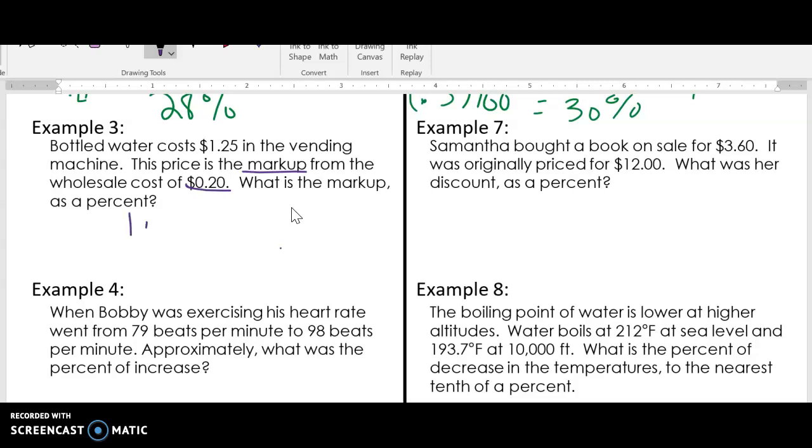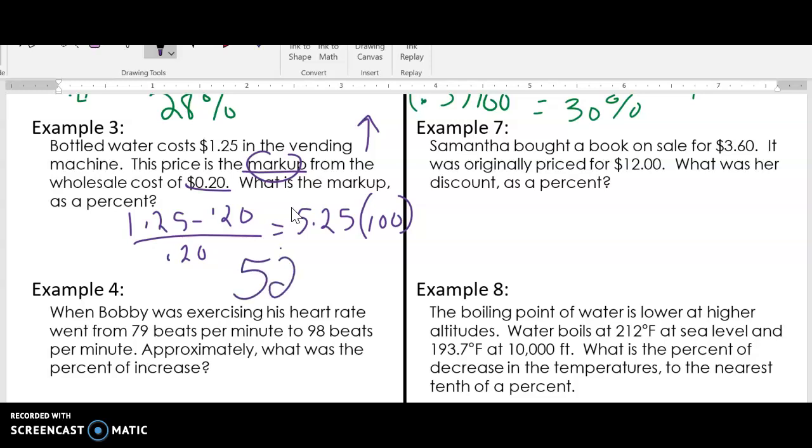Okay, so I'm going from $1.25 minus 0.20 over original. So markup means I'm going up, which means I pick the lower number and it's 0.20. And then I do that, and that is 5.25. Don't forget I still have to make it a percentage. That is a 525% markup. That is some pretty good money making.